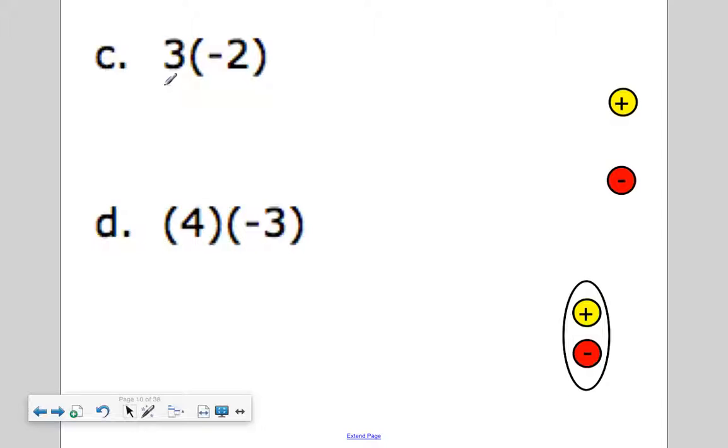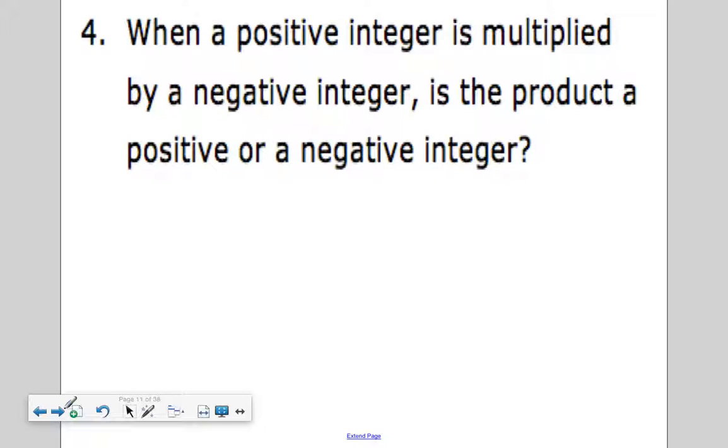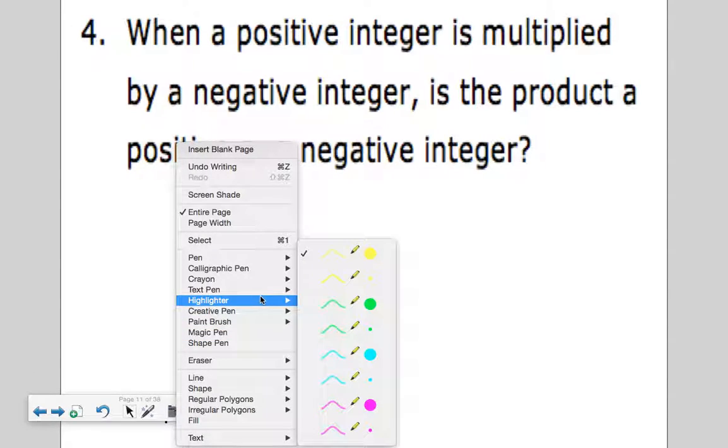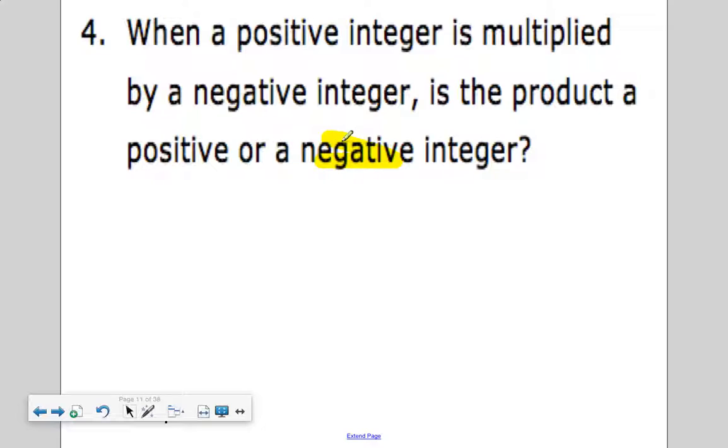So let's see if we can do our modeling. 3 groups of negative 2: negative 2, negative 2, negative 2, negative 6. 4 groups of negative 3: negative 3, negative 3, negative 3, negative 3, negative 12. So when a positive integer is multiplied by a negative, what will the product be? The product will be negative. Because it's saying find a group of these negative, so groups of negative will be negative.